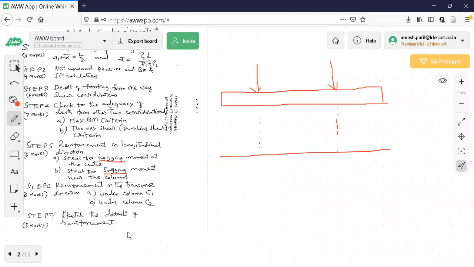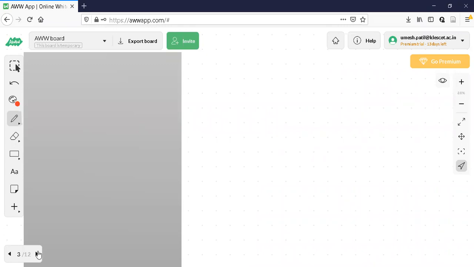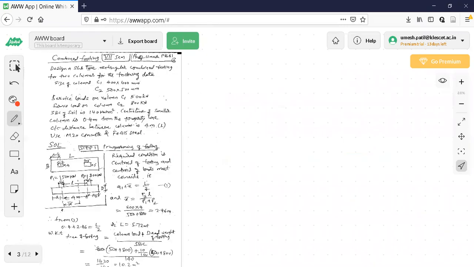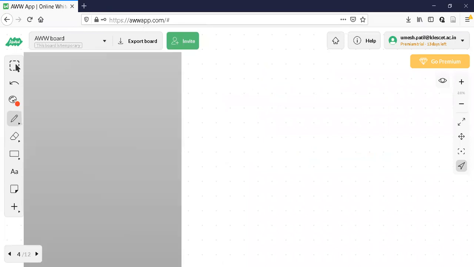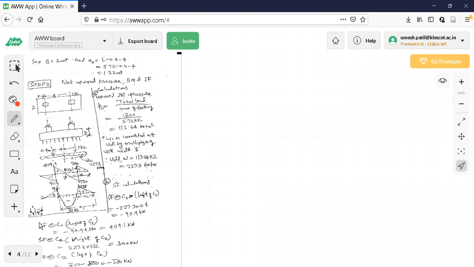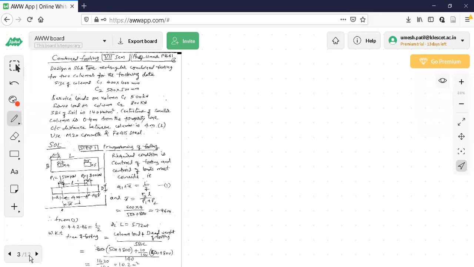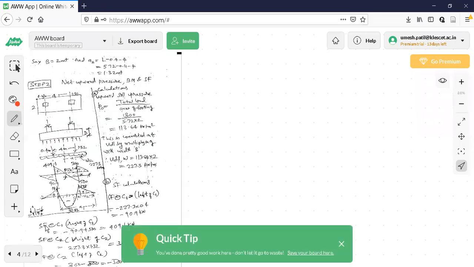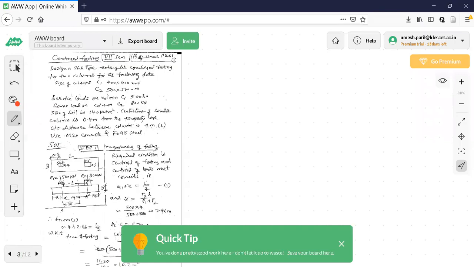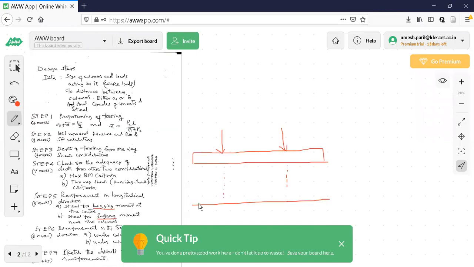I'll just check this one here, whether the sign conventions. You can see this bending moment diagram here. Okay, I'll draw this figure now. Just observe this.